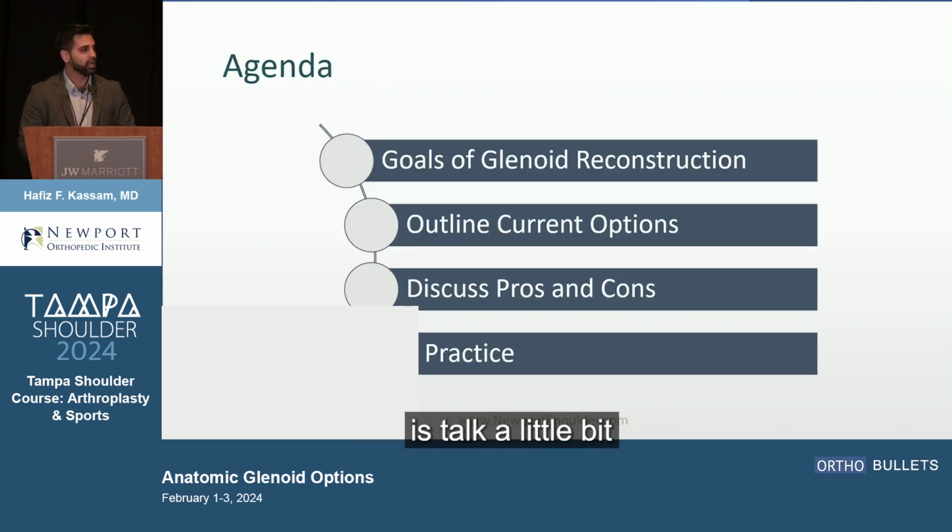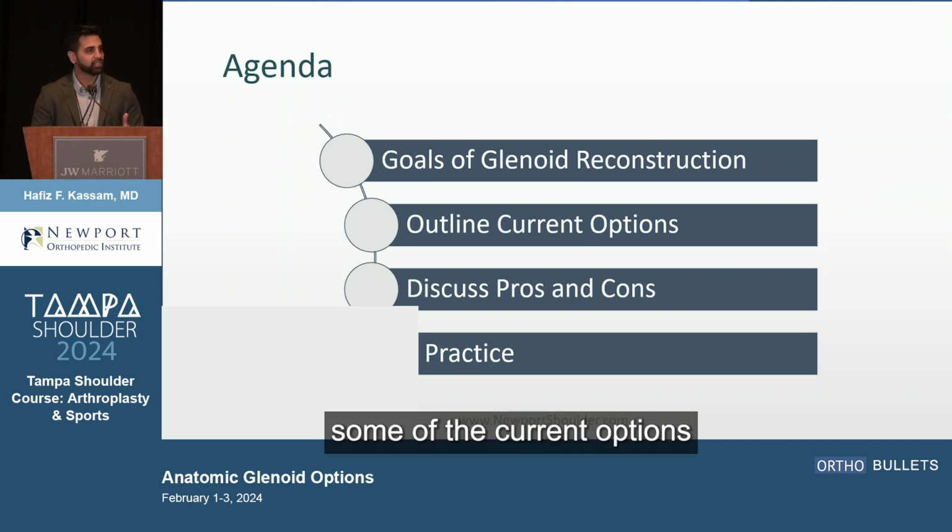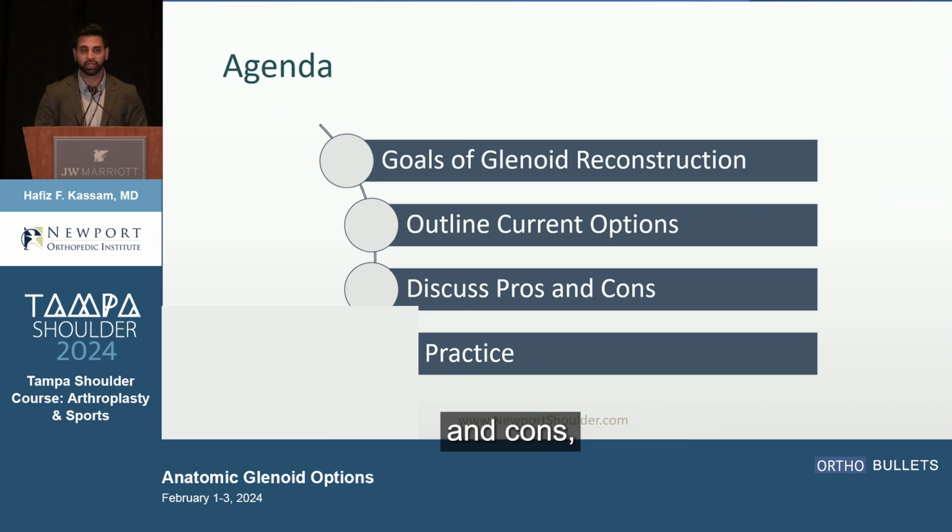So what I'm going to do is talk a little bit about the goals of anatomic glenoid reconstruction, outline some of the current options that exist on the market, discuss each of their pros and cons, and then try and link it together at the end with my algorithm of what I try to do in my own practice so you have something practical to take away when you go back to work on Monday.